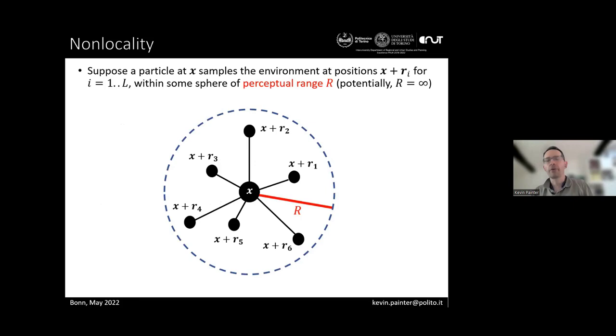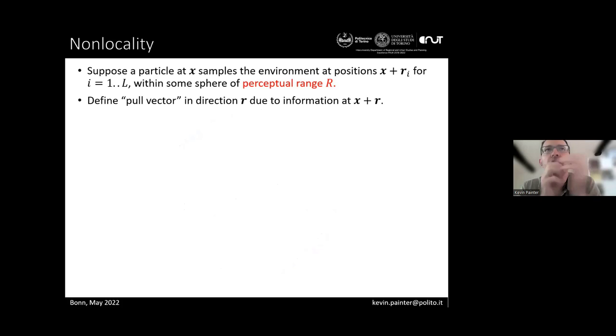Okay, so how could we do this? Well, to do this, you could assume that your individual samples its environment over some surrounding region, and maybe it takes samples from some sphere of perceptual range R. So that would be the model here. You look around, you sample various points, and that gives you the information on your environment. And then according to that information, you can define a pull vector that will effectively say how attracted you are to one of those points that you have sampled.